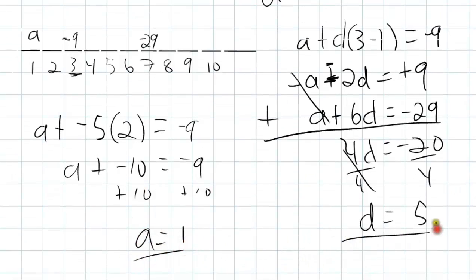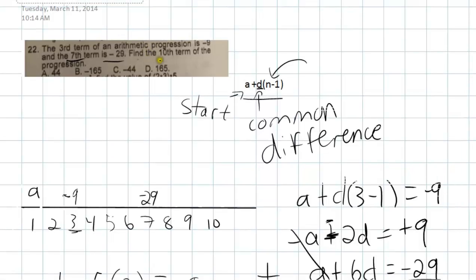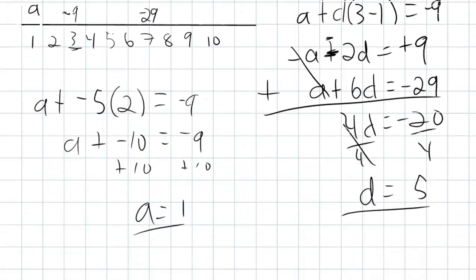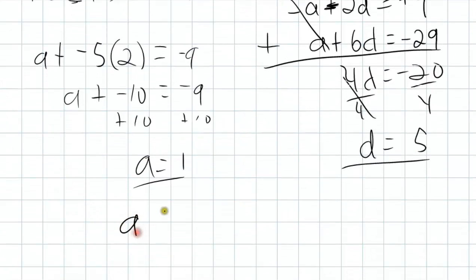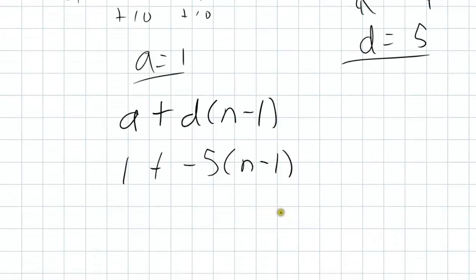Alright, so now we have a, and now we have d. And so next, now that we have a and d, we can easily find the 10th term. Okay, we're just going to use our equation again. So our equation is a plus d times n minus 1. Okay? 1 plus -5 times n minus 1. The nth term that we want to solve for here is 10.